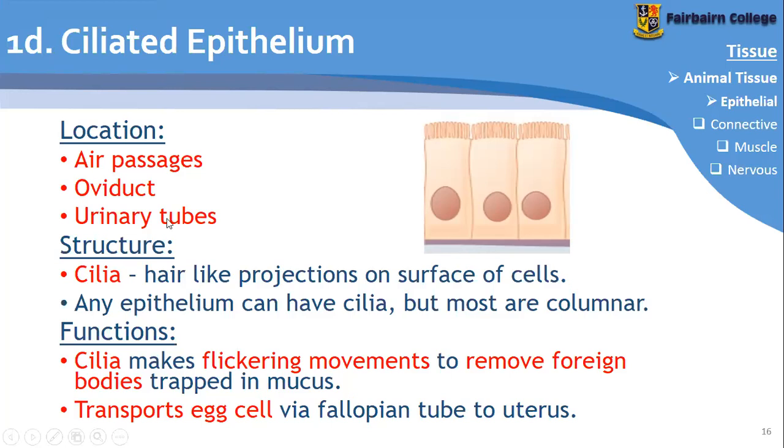Okay, then how does this ciliated epithelium look? As mentioned, these are elongated cells, basically like columnar epithelium, but the difference is they have tiny, hair-like projections on them called cilia. Cilia are hair-like projections on the surface of cells, and we're going to discuss a bit later what their function is. As I mentioned, any epithelium can have cilia, but most are columnar.